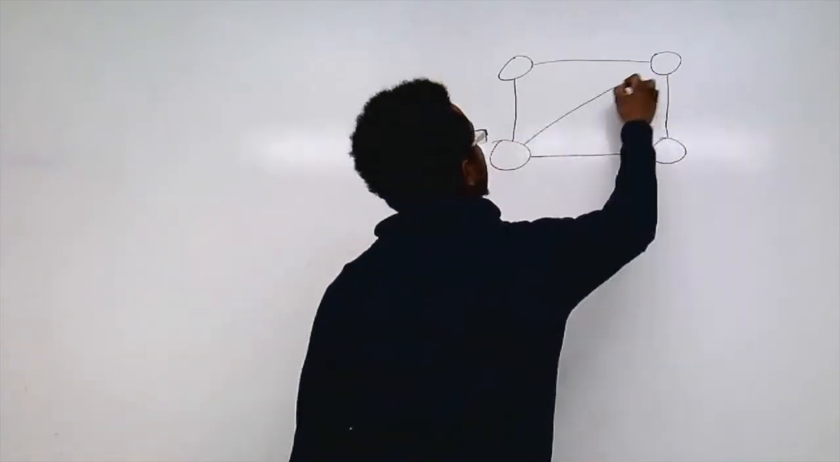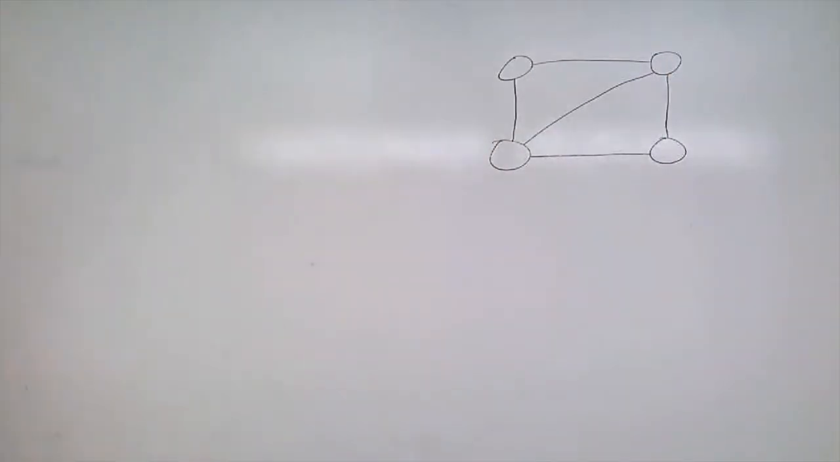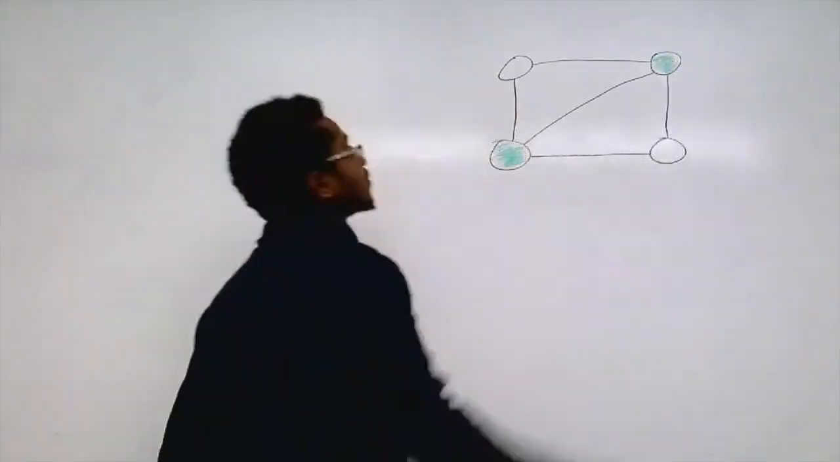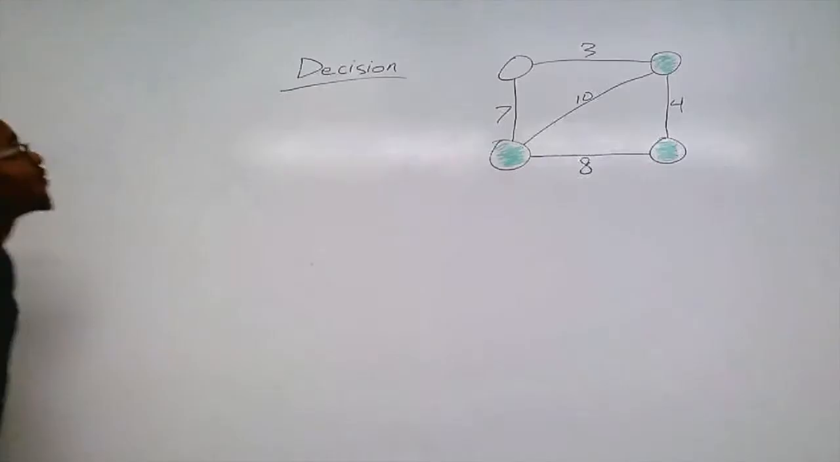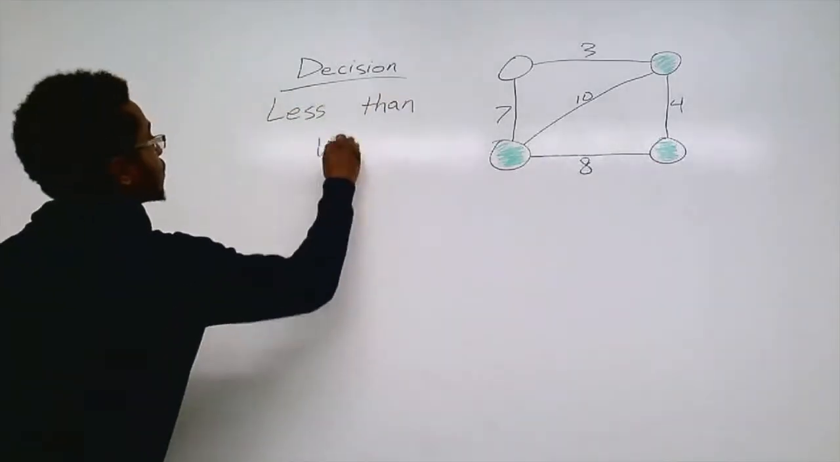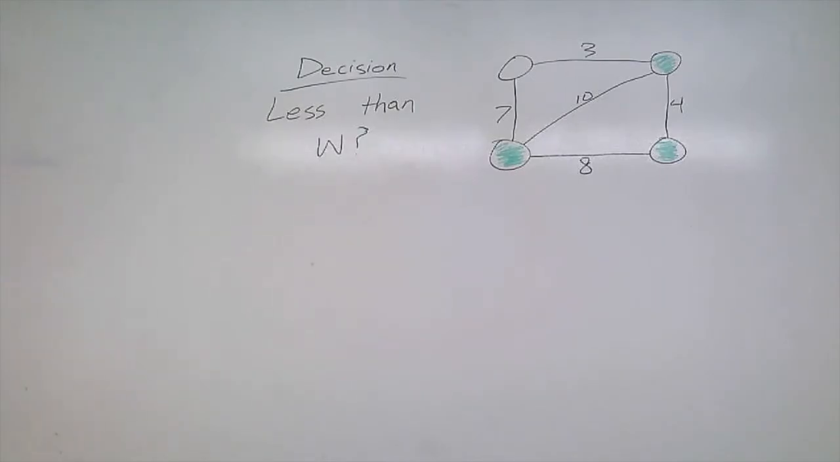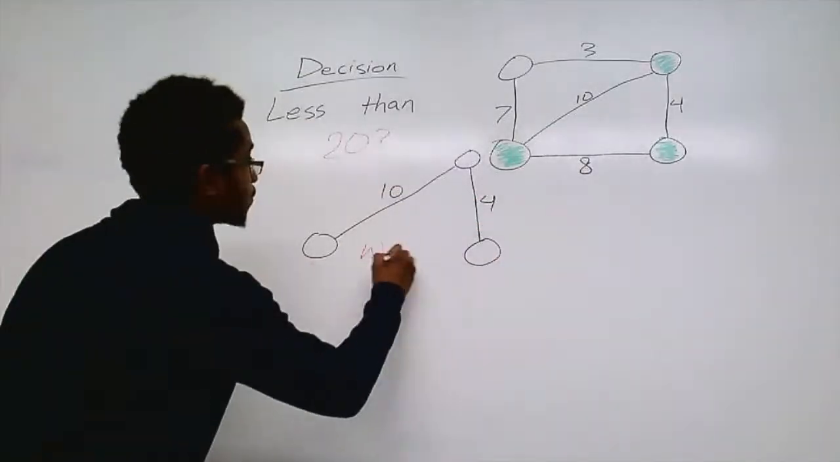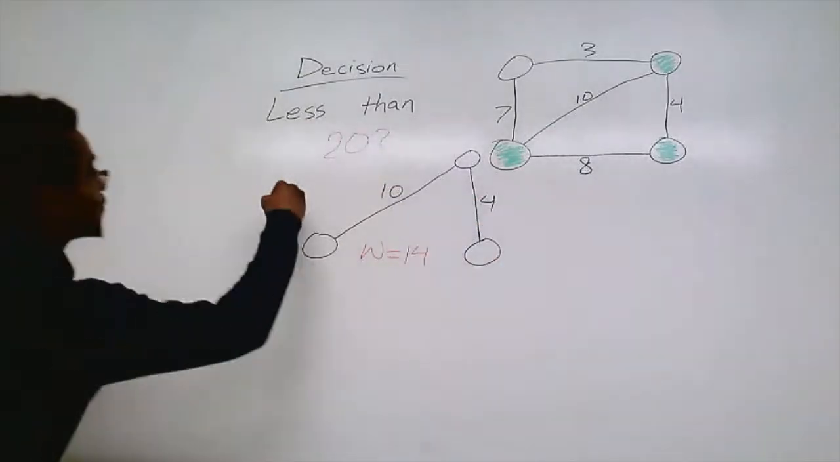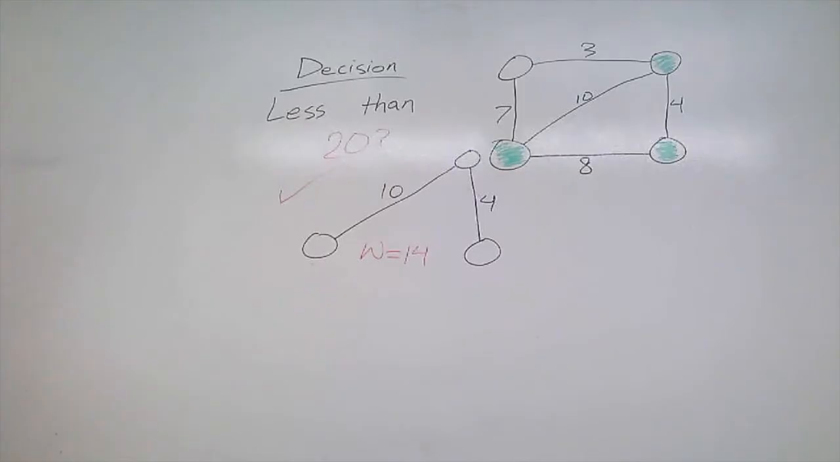So the decision version of the Steiner tree problem asks, is there a Steiner tree such that the weight of the tree is less than some value W? Now, for the purposes of illustration, let's just say W is 20. So now we have to try and find a Steiner tree such that the weight is less than 20. For this example, if we use these three nodes and connect them like so, we end up with a tree whose weight is 14.